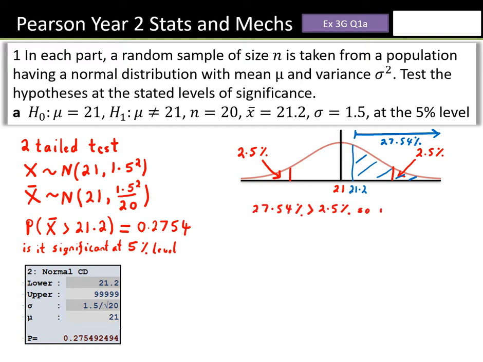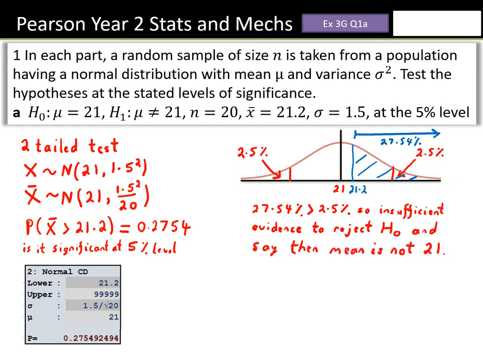So 27.54% is greater than 2.5%, so insufficient evidence to reject H0, and in context that's insufficient evidence to say that the mean is not 21. The next part we don't need to do, we've kind of finished here, but it's very interesting to find out what's happening. What would be the critical value?